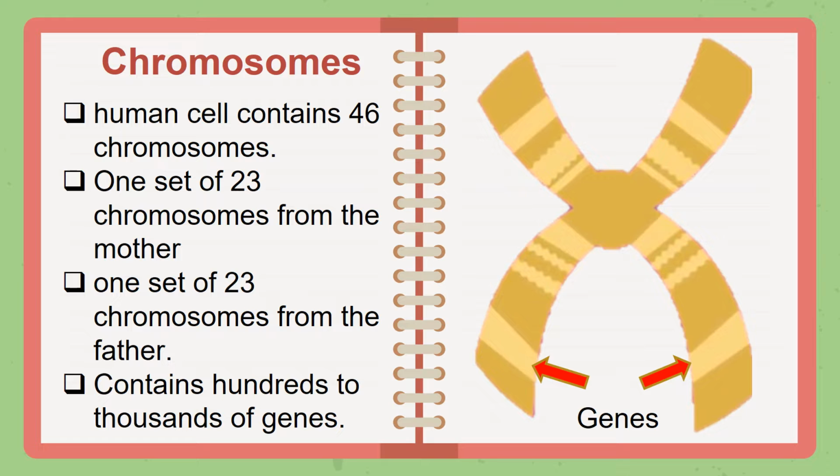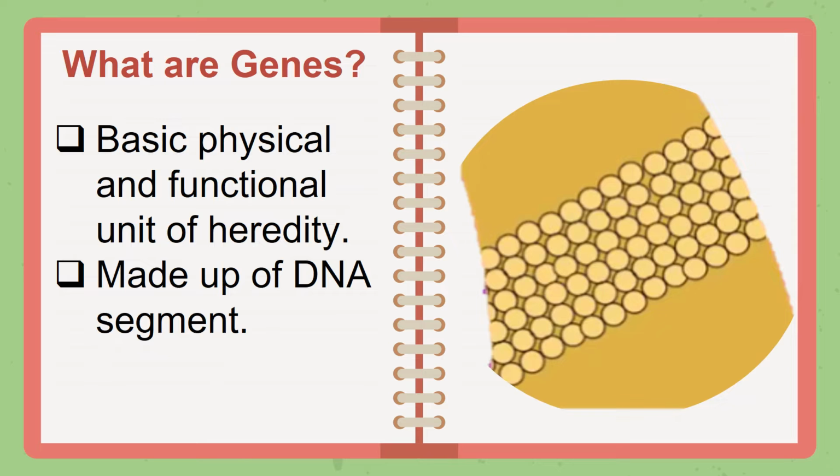Human cell contains 46 chromosomes, one set of 23 chromosomes from the mother and another set of 23 chromosomes from the father. The chromosome contains hundreds to thousands of genes. So what are genes? Genes are the basic physical and functional unit of heredity.